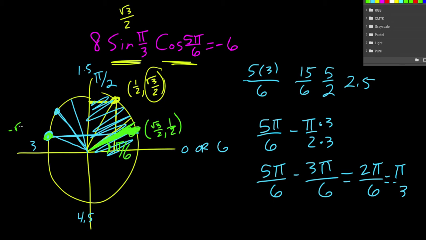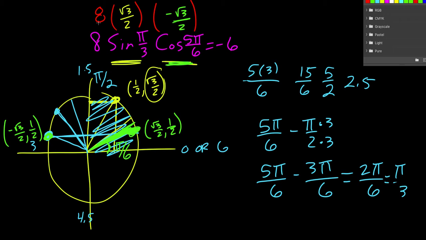And so this one is negative square root of 3 over 2, comma, 1/2, because the x value would need to be negative and the y value would need to be positive. Now it's cosine this time. Cosine is x, and so that's negative square root of 3 over 2. And now it's not too bad to multiply that out. Essentially we're multiplying those two fractions, and then multiplying by 8.